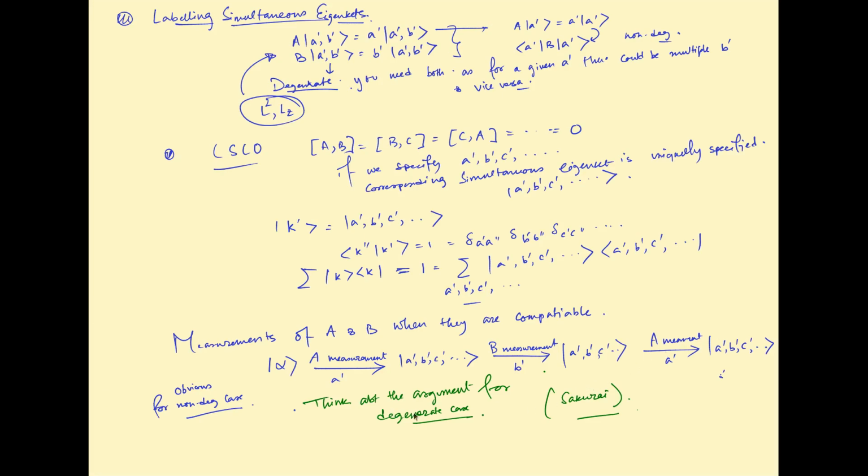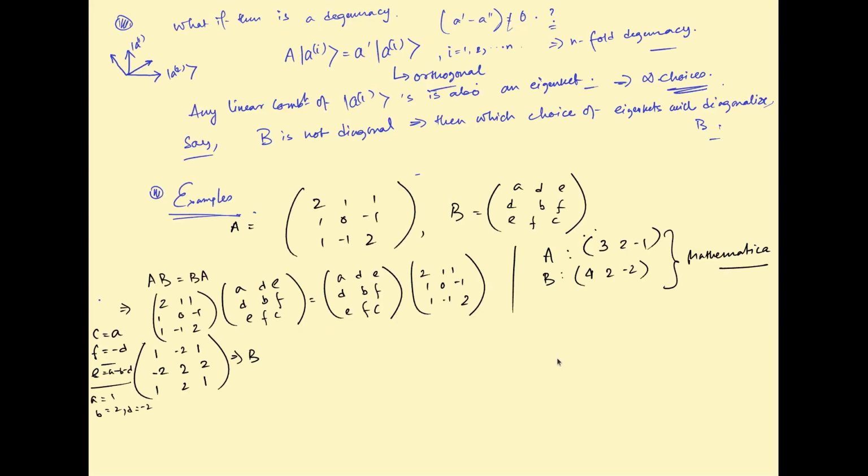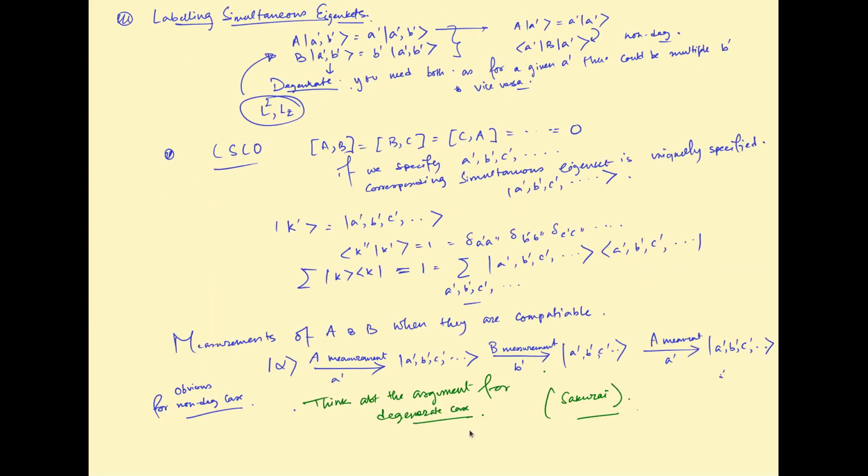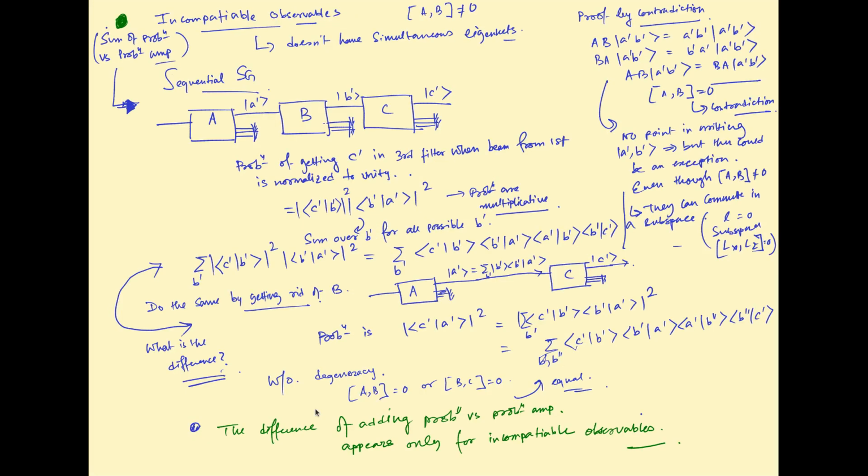What will be the same for the degenerate case? A little bit of thinking is required. It will be the same, but with a little bit of thinking, because now it will project onto one of the possible A primes, and then when you perform a B, whichever of these A primes it is already projected onto, it will go to the B prime. So, think about this more carefully, and you read Sakurai for the full argument.